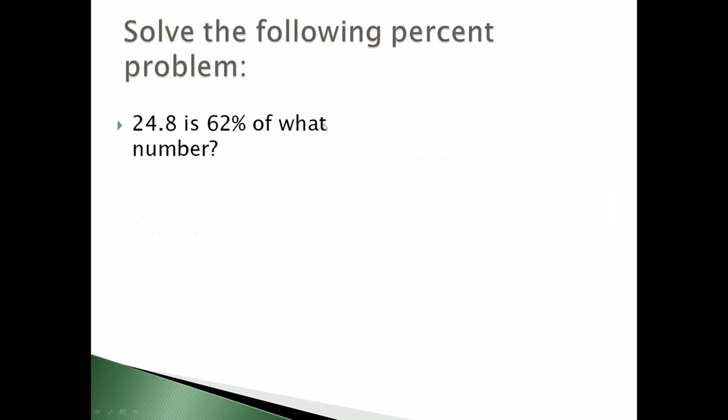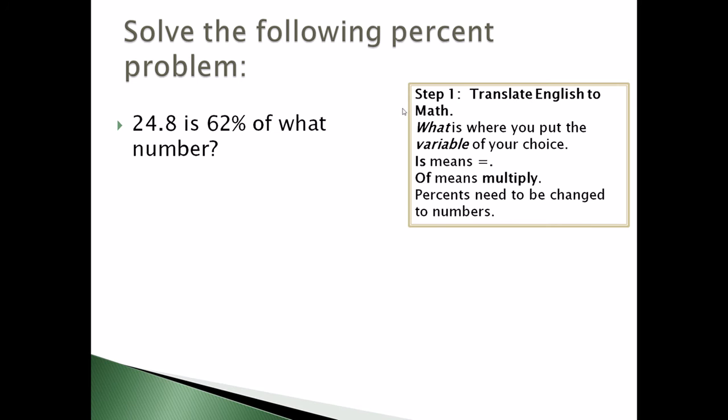Let's try the next one. All right, 24.8 is 62% of what number? Same things. We're going to translate English to math. So 24.8, I'm just going to write down. Is becomes an equal sign. 62%, I can't deal with percents in math. It has to be 0.62 times, and the phrase what number is just a variable. Is this what yours look like? Yay! Then you're ready for step 2.